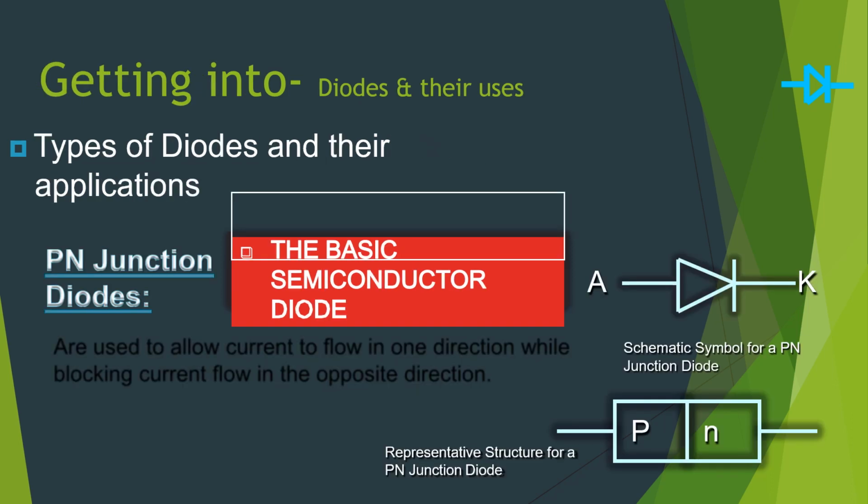Now we will be studying the types of diodes and their applications. PN junction diodes, which are also known as the basic semiconductor diode. The basic semiconductor diode is used to allow current to flow in one direction while blocking current flow in the opposite direction. There is a schematic symbol for a PN junction diode and a representative structure for a PN junction diode as well.